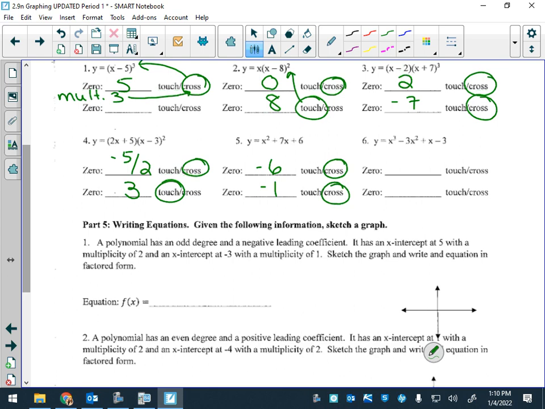Now number 6 is a little different. Okay. We had 3 and plus or minus i. At 3, what's happening? Danielle? Crossing. However, plus or minus i, is it doing anything? Why not? I see a lot of you shaking your heads. Sawyer? Excellent. It's imaginary, so you can't see it. Okay? So you won't circle anything here.